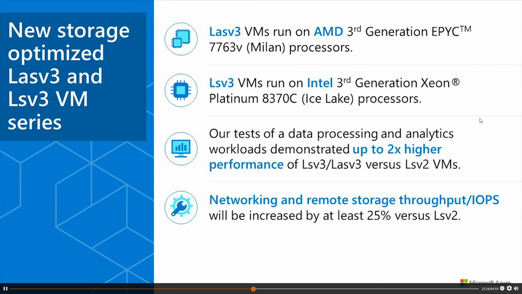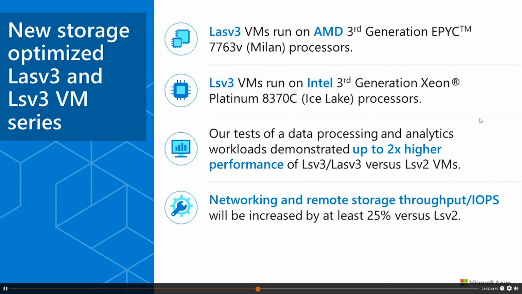We know that different applications can be optimized differently for various processor architectures and instruction sets. So our customers will be able to select the virtual machine series that will be the most price performance efficient for their use cases. Additionally, networking and remote storage throughput and IOPS have been increased by at least 25%.